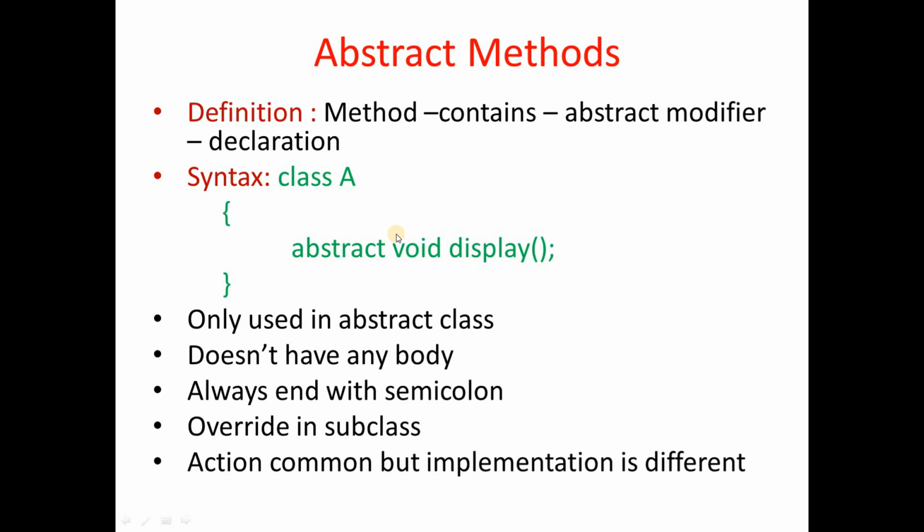Then abstract methods don't have any body. What is the meaning of abstract? Abstract means incomplete, and anything incomplete is not a complete thing. That's why abstract methods don't have any body, which means opening and closing curly braces are not specified here. And abstract methods end with a semicolon. You can see here we end this abstract method by using a semicolon. There is no body, so opening and closing brackets are not provided. We provide the semicolon directly.